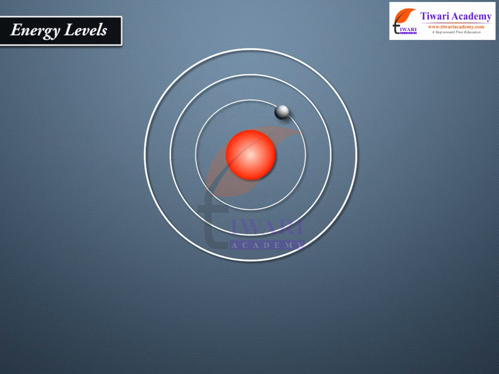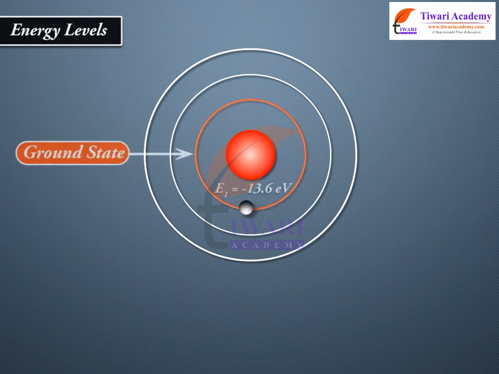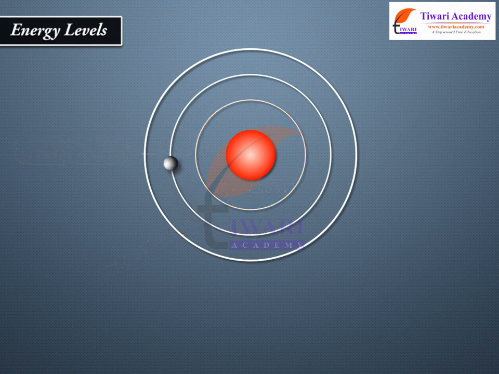Therefore, the minimum energy required to free the electron from the ground state of the hydrogen atom is 13.6 eV. Therefore, the ionization energy of the hydrogen atom is 13.6 eV. Thus, as n increases, the value of minimum energy required to free the electron from the excited atom decreases.